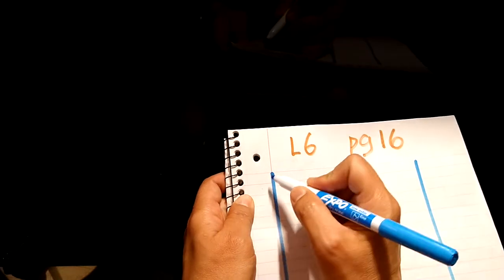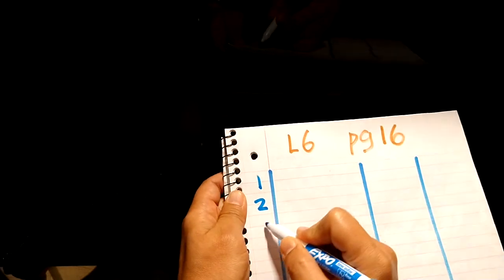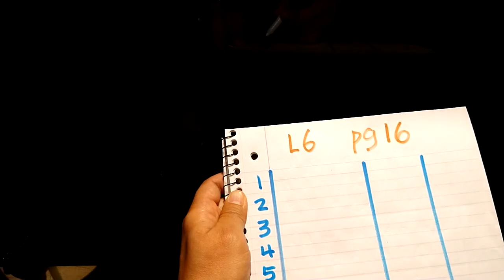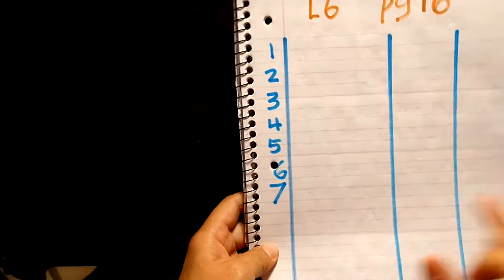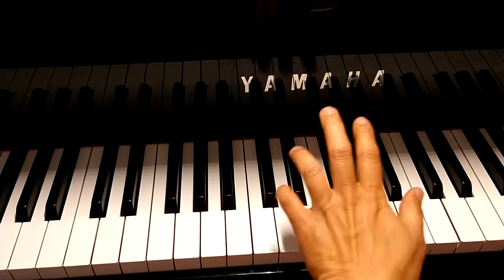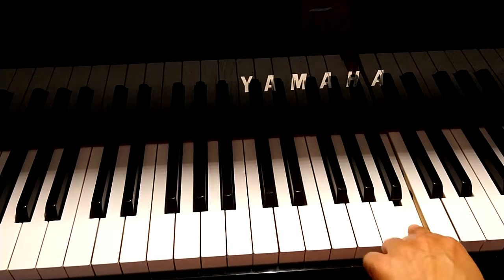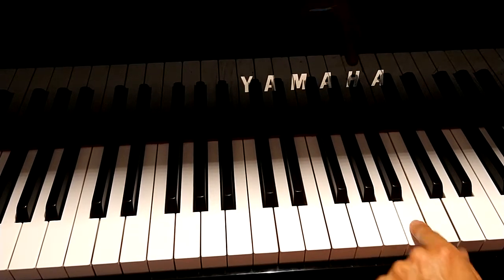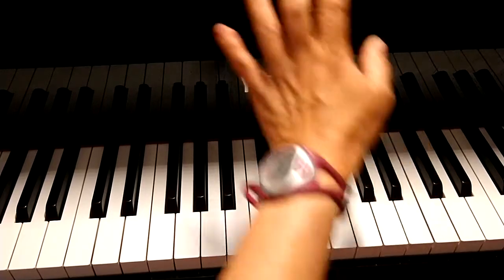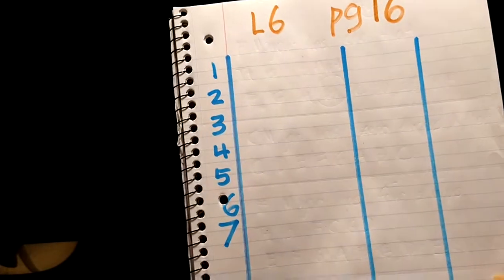So first of all, we're going to start from 1 all the way to 7. Okay, after 7, you're going to go back to 1 because we only have 7 notes. So if you look, it's C, D, E, F, G, A, B. After B, you repeat C again. So it's 1, 2, 3, 4, 5, 6, 7. So you only have 7 notes that we are going to talk about right here, okay?